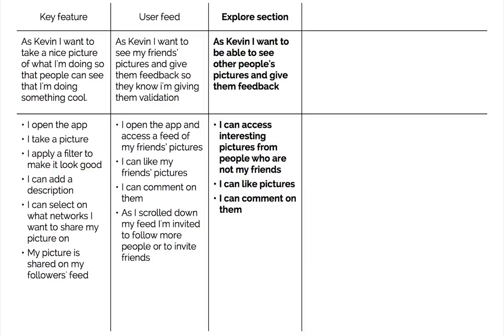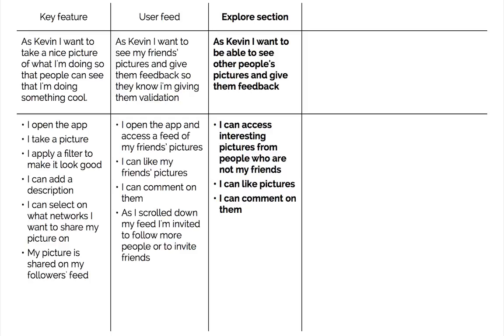The goal story will be, as Kevin, I want to be able to see other people's pictures and give them feedback. And we'll break that into smaller stories. I can access interesting pictures from people who are not my friends. I can like the pictures and I can comment the pictures. And let's use what we've learned with the Desire Engine Canvas to make the story a bit more interesting.